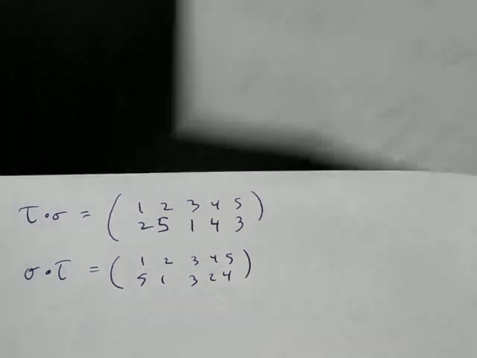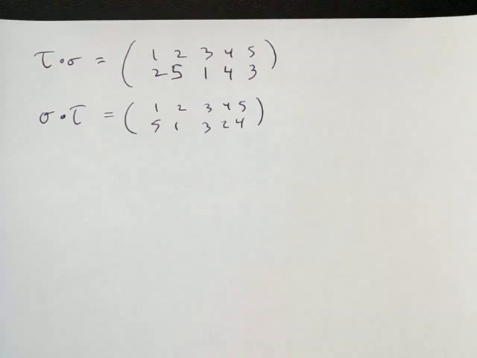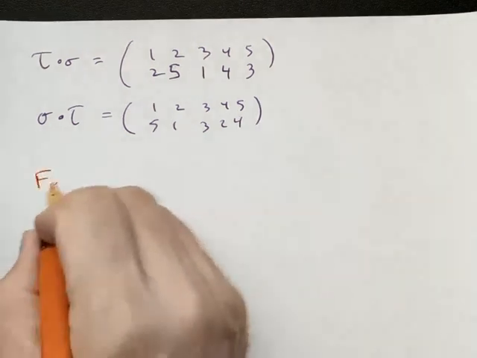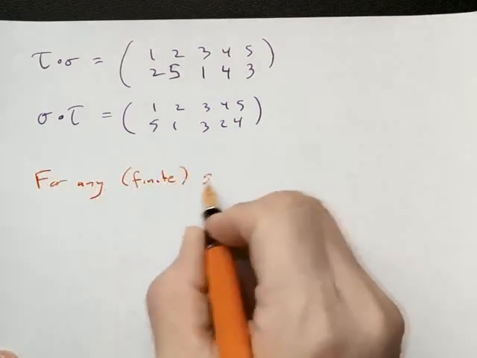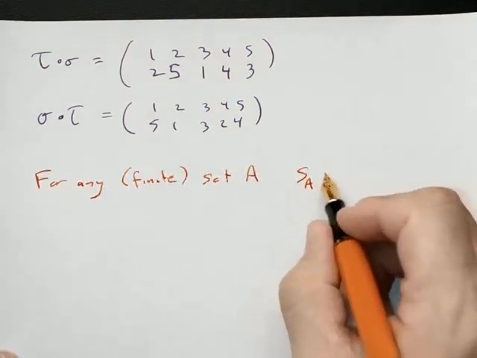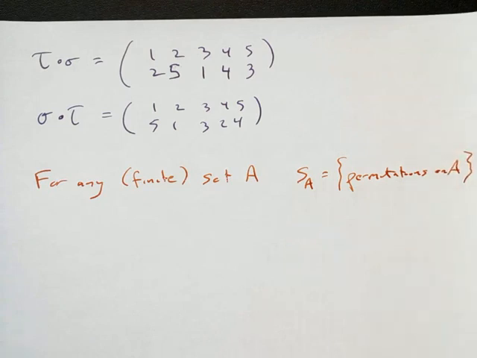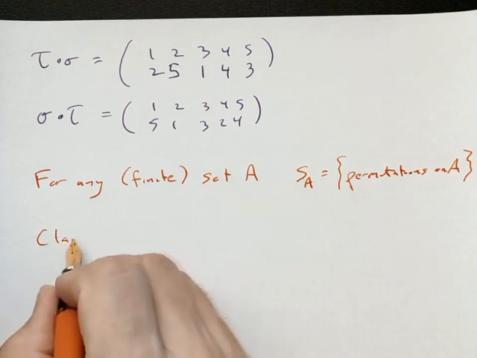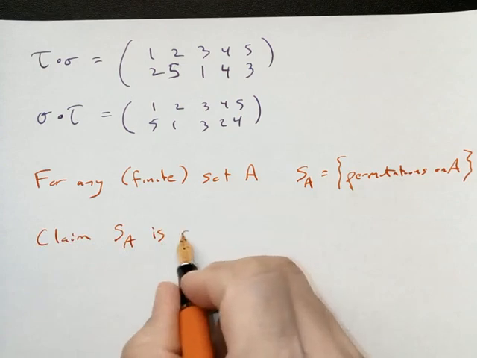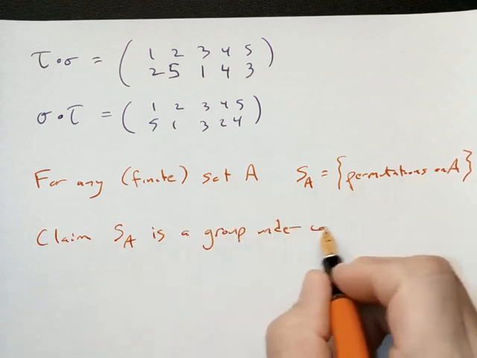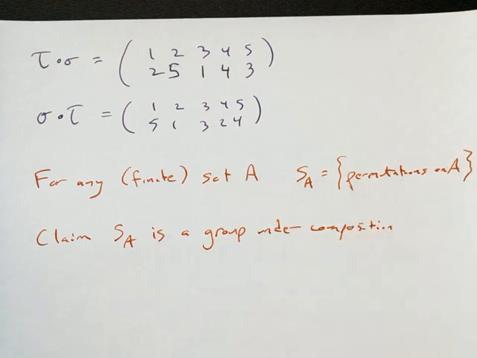So, here's what I want to claim. For any finite set, I'm going to write S sub A as the permutations on A. This is a group. Under this operation of composition, this is a group.